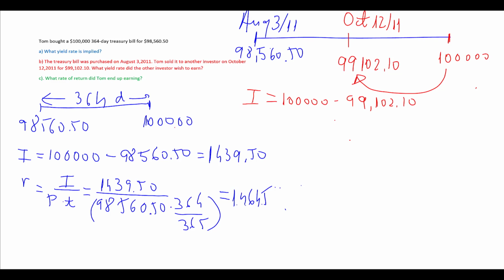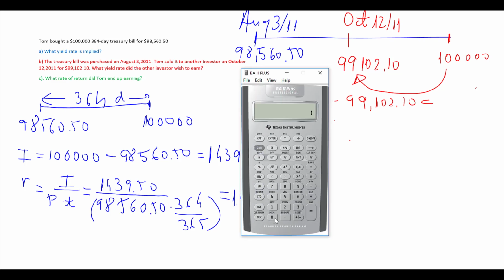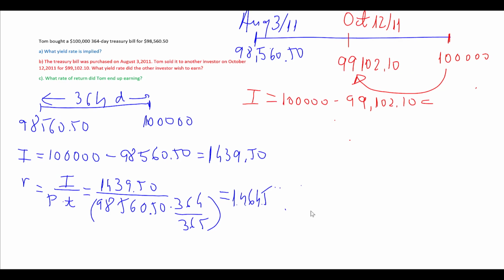So if we calculate this value, we have 100,000 minus 99,102 decimal 10 equal $897.90. And now we calculate how many days we have between August the 3rd and October the 12th.